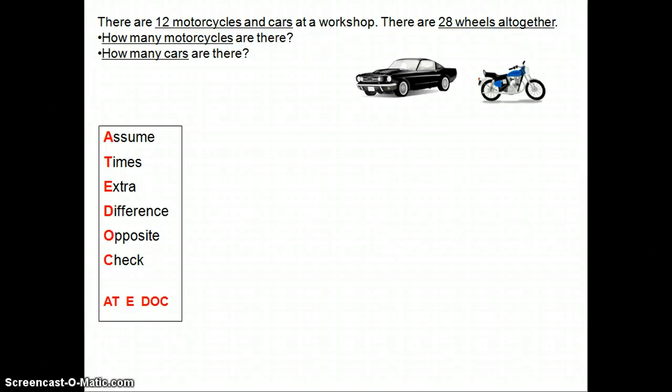Hi everyone, today I'm going to teach you how to use the assumption method to solve these types of guess and check questions. We have already learned guess and check and the drawing method from me.